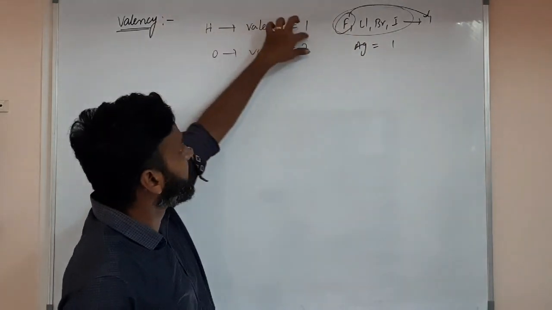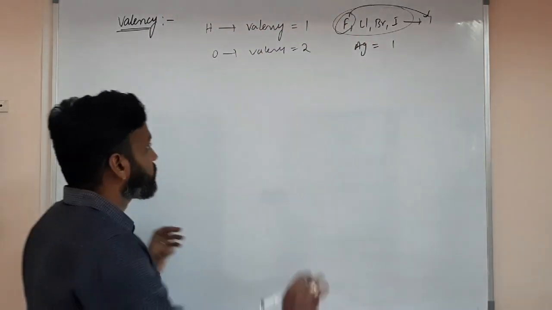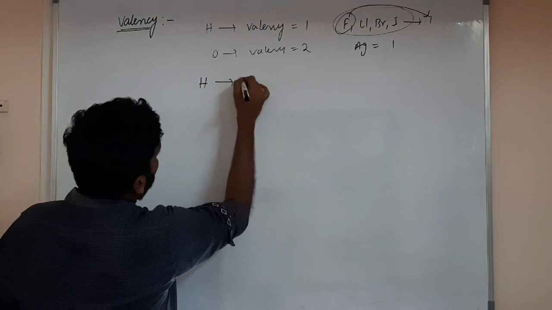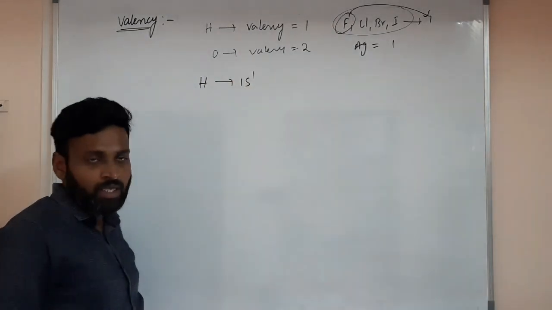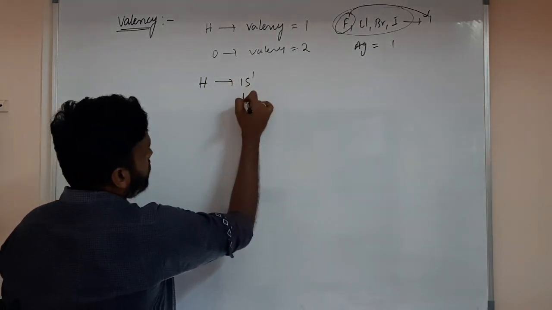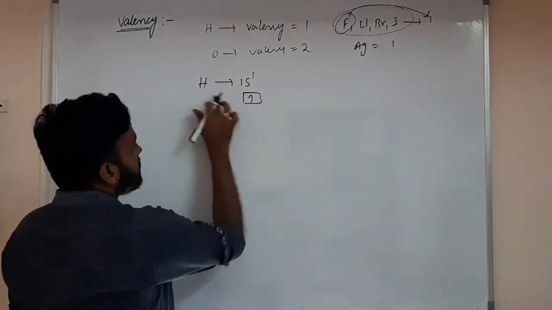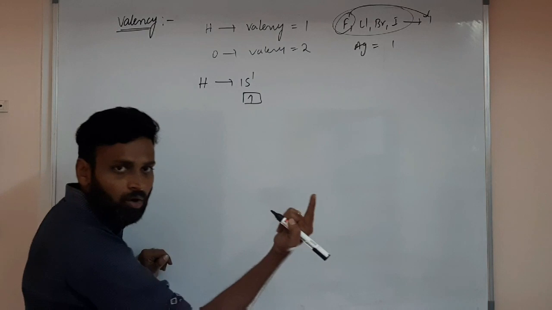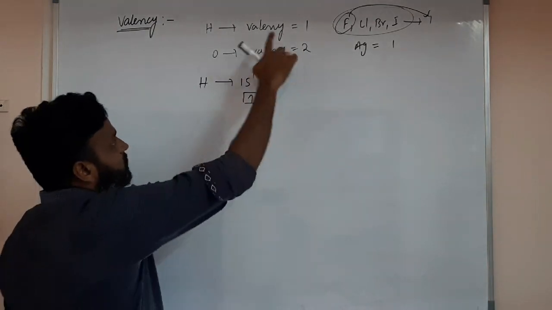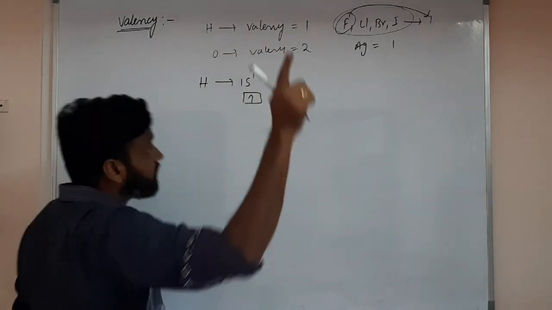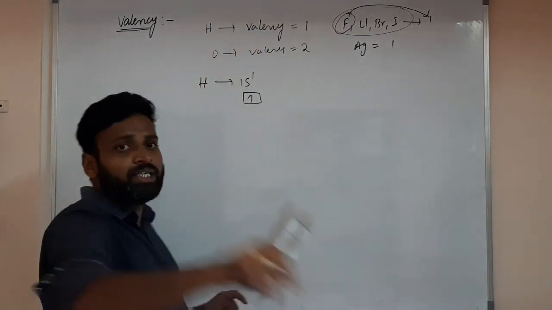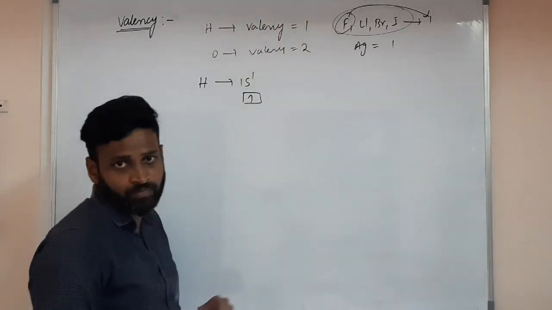Please remember, hydrogen can form how many bonds? 1. There is no big reason. Hydrogen has how many electrons? 1s1. So 1s1 means how many unpaired electrons are there? Only 1. So hydrogen can form 1 bond with 1 electron. So hydrogen valency is always 1.